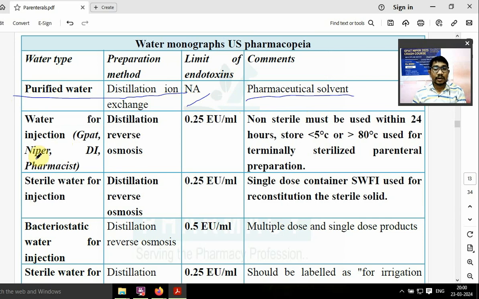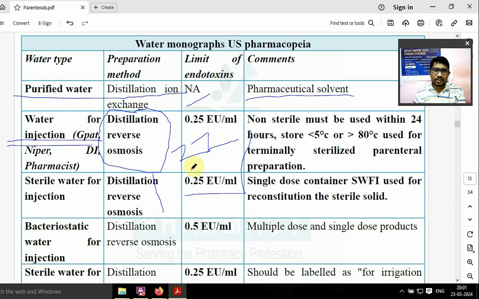Now, a question has come on this: water for injection is prepared by. You can check the GPAT 2022 paper; the question has come in 2022. Water for injection is prepared by which method? Water for injection is prepared by distillation and reverse osmosis. It is a method for preparation of water for injection as well as sterile water for injection. Sterile water for injection is made from water for injection. Both are prepared by distillation and reverse osmosis. The endotoxin limit for both is the same, not more than 0.25 endotoxin unit per ml.